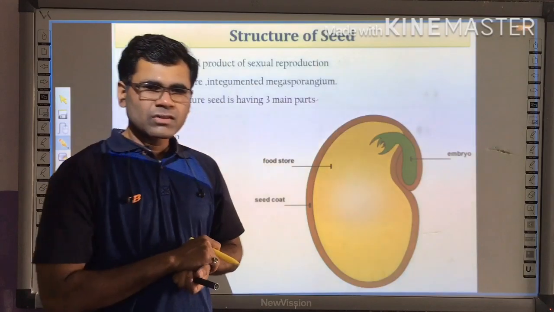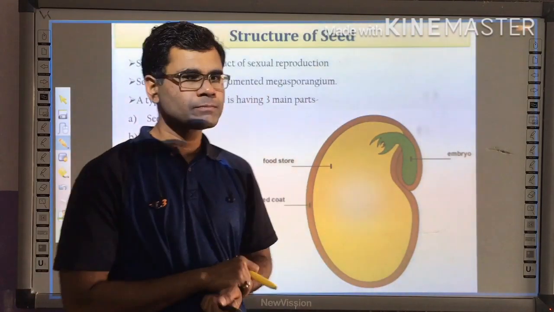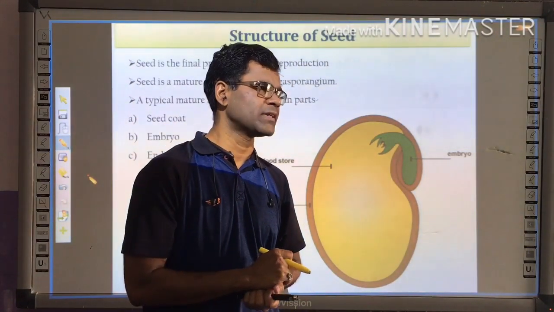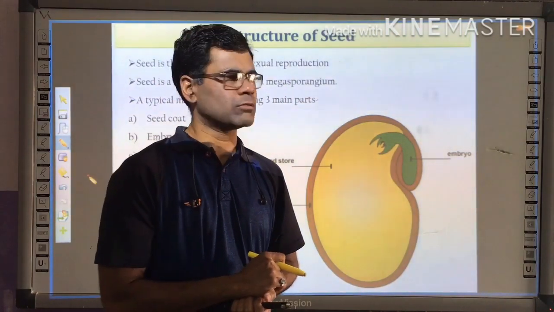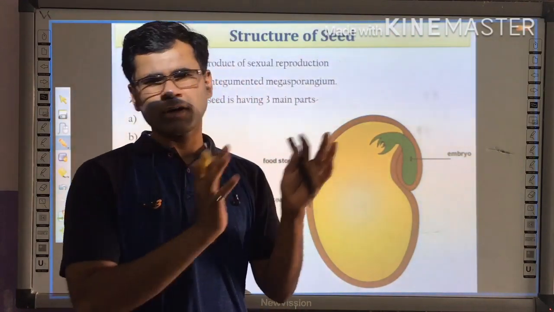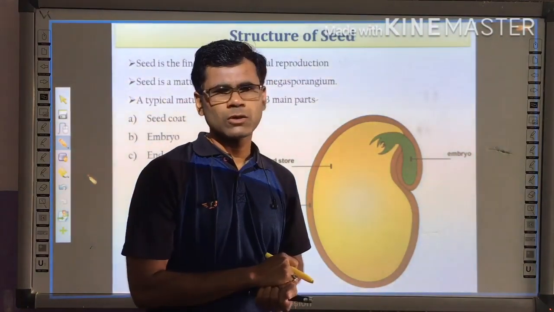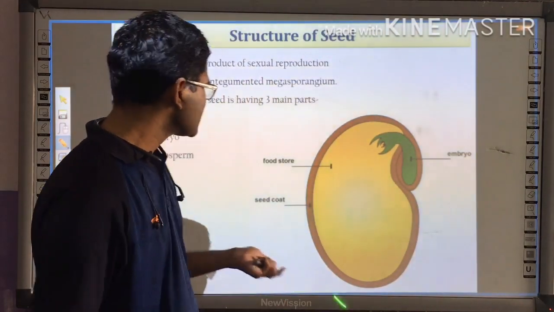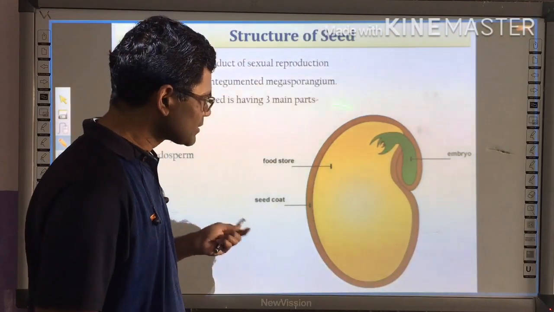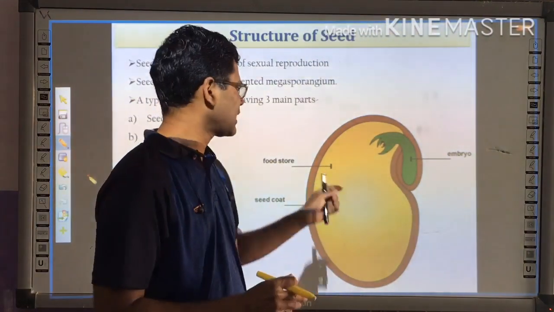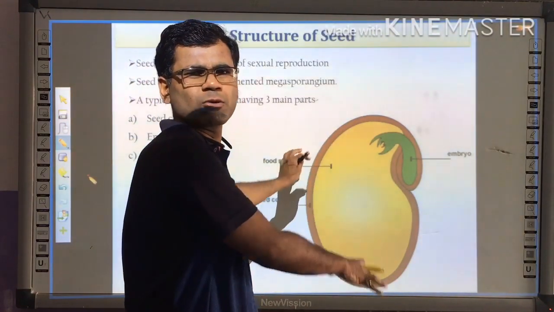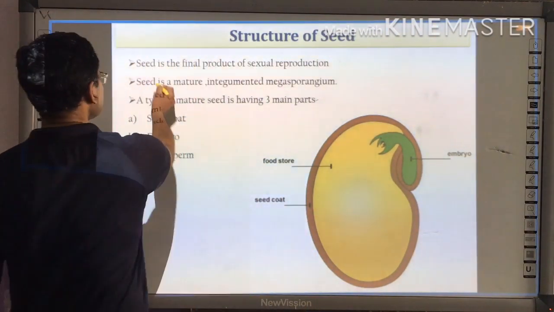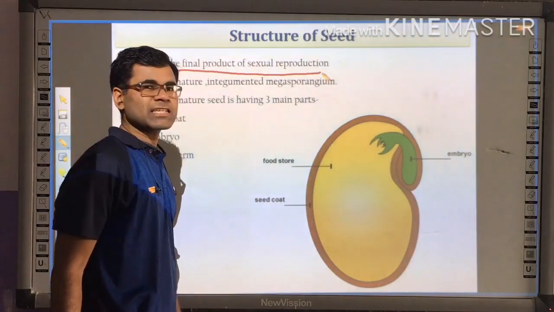If we see the structure of a typical seed, at this moment I don't want to compare or distinguish between monocot and dicot seed, because the structure of monocot and dicot embryo we have already studied. A typical seed appears something like this. It is actually a bean seed, but don't think of it as a monocot or dicot seed. Just forget it. A typical seed. So, what is the seed? It is the final product of sexual reproduction.